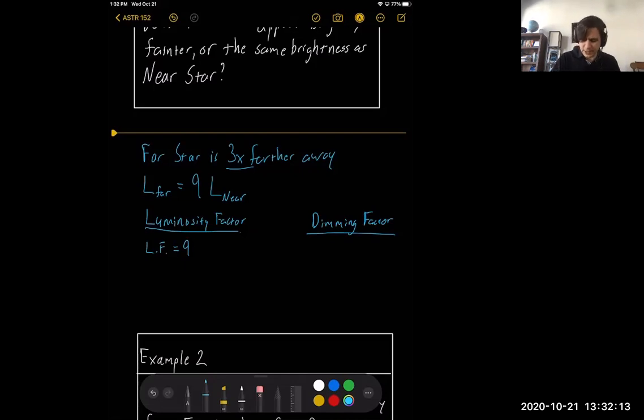And remember that apparent brightness, so the brightness is inversely proportional to the distance squared. And I know that it's 3 times farther away. So my dimming factor, if it's 3 times farther away, dimmer. How many times dimmer? Well, it's an inverse square law. So 3 squared equals 9. And that would be what I call my dimming factor.